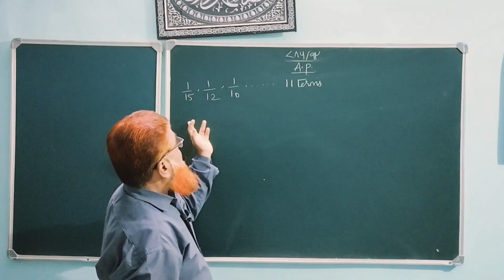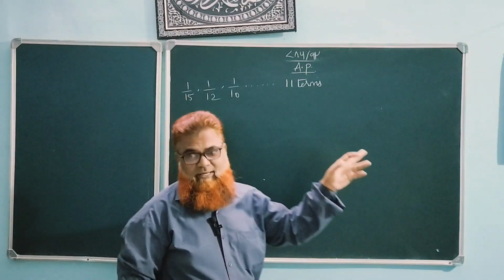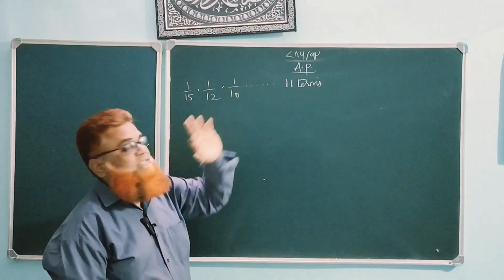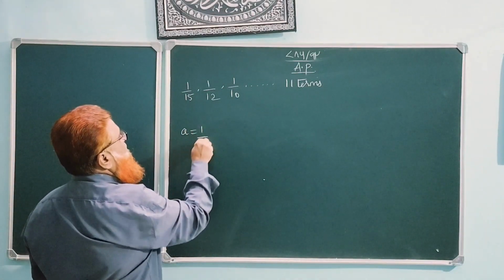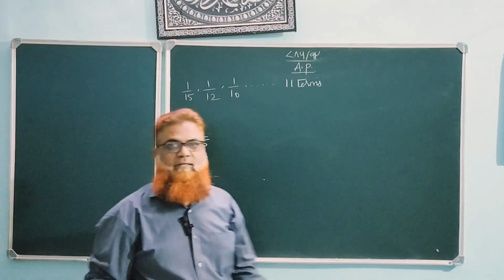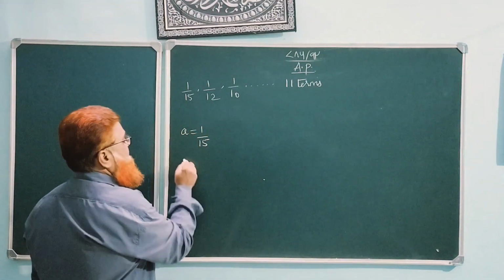Now I have taken a rational number series: 1 by 15, 1 by 12, 1 by 10, up to 11 terms. Then what is A? A is equal to 1 by 15. A is our first term. Right. What is the difference?